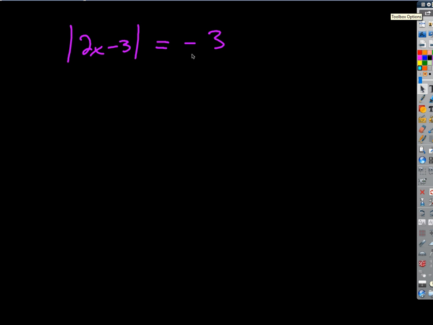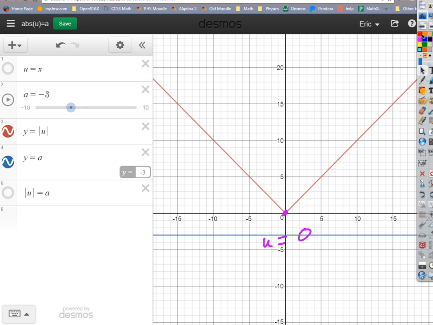Right away we could look at this and say, nonsense. There's no value of x we could ever plug in there that's going to make the absolute value of something equal a negative value. That's got no solution. Okay, all right, so next issue then. How about something like this?